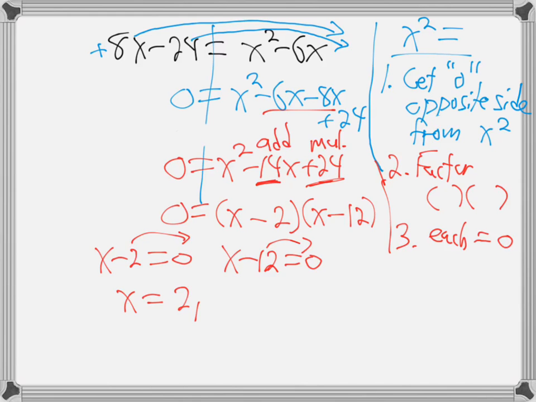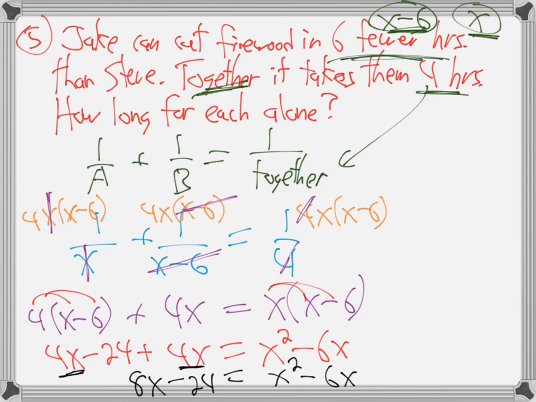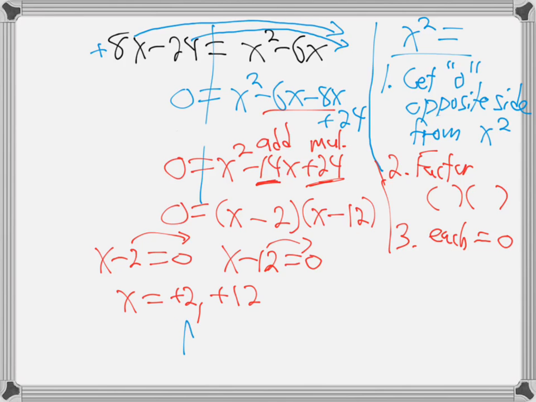So as we said, positive 2 and positive 12. So we got two answers. Excellent. Now, what did they ask us for in the question? How long for each person alone? Must be 2 hours and 12 hours for the two people.